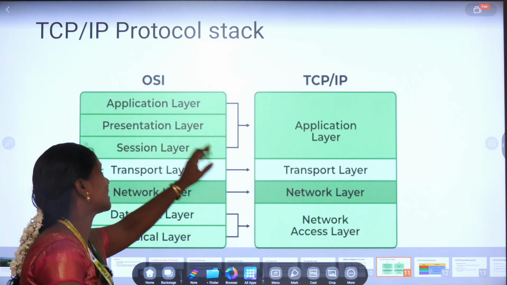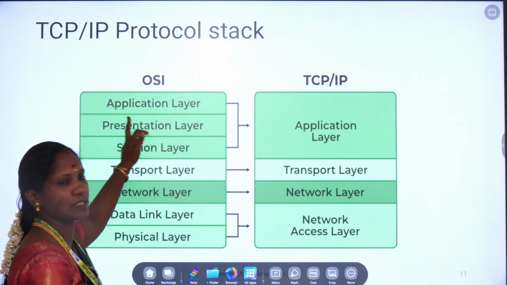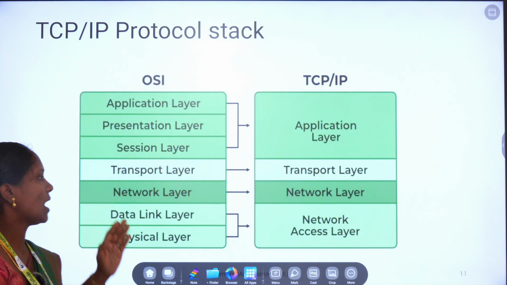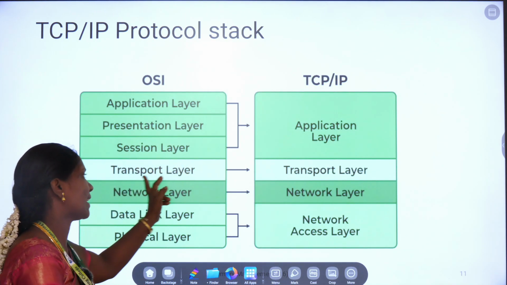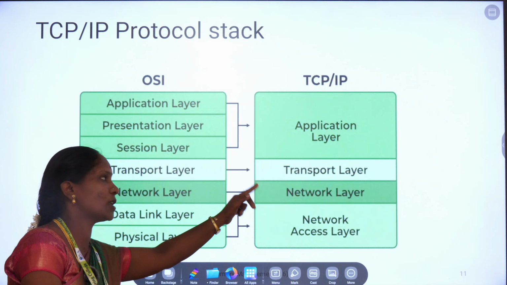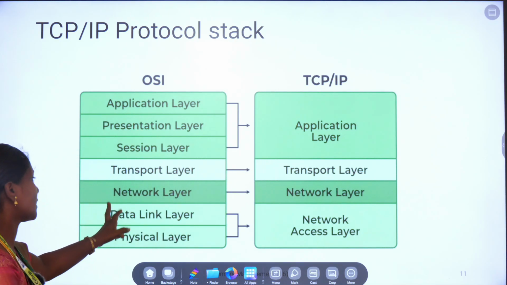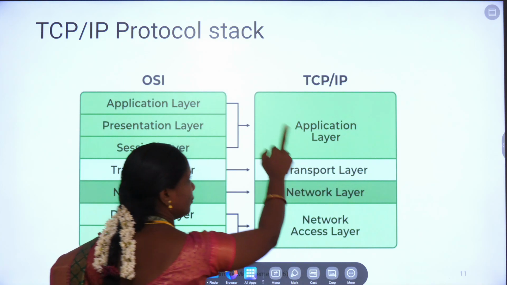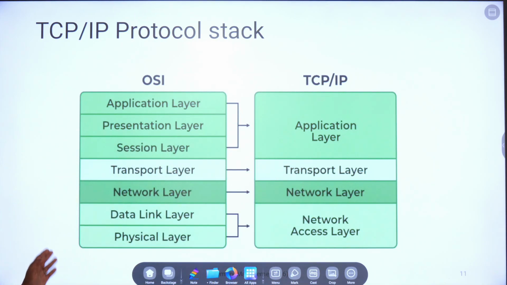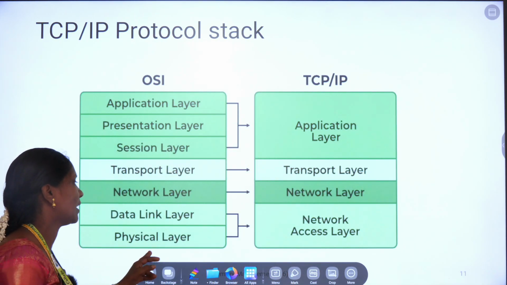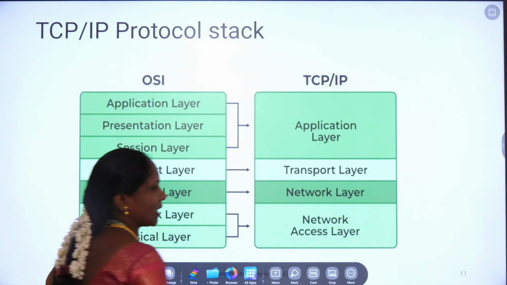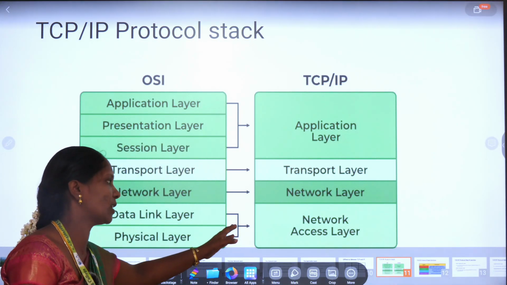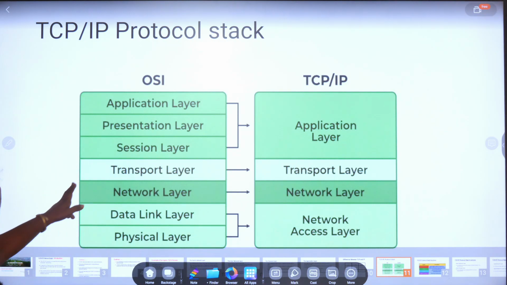That application layer is a combination of session layer and presentation layer. The session layer and presentation layer are combined with the application layer. And the next one is the transport layer, which directly maps to the transport layer in the TCP/IP model also. Then next one is the network layer. That network layer comes under the internetwork layer of the TCP/IP reference model. Finally, the data link layer and the physical layer are a combination of the network access layer. So these are the four layers of the TCP/IP reference model of computer networks.